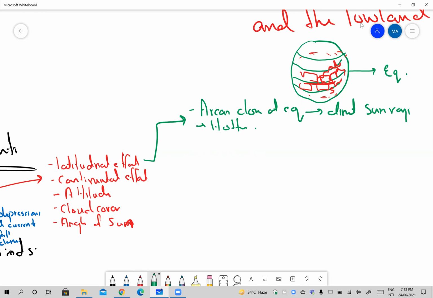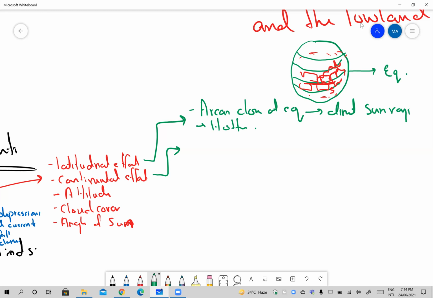Okay, number two, it is the continental effect. Continental effect is a term that describes the climates of those areas that are near the seas. If you remember in previous lecture yesterday, I explained that maritime influence is the influence of sea on temperatures for all those areas that are along the coasts, right?